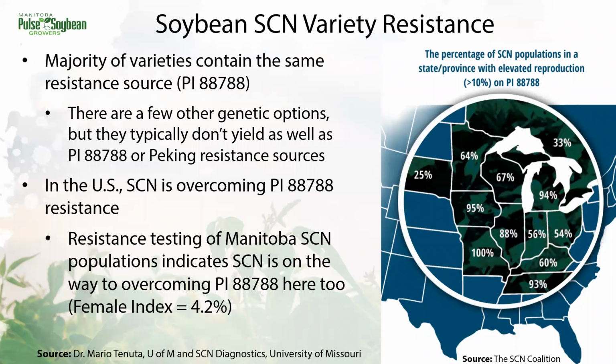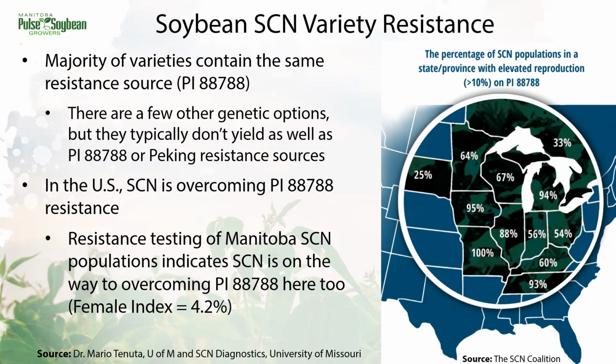However, of those SCN-resistant varieties, it's also just a single source of genetic resistance, PI88788. And this is a problem developing. There are a few other sources of genetic resistance available, but they typically have a bit of a yield drag as a trade-off. And what they're finding in the States is that now SCN is starting to overcome this source of resistance. And it's happening here too.